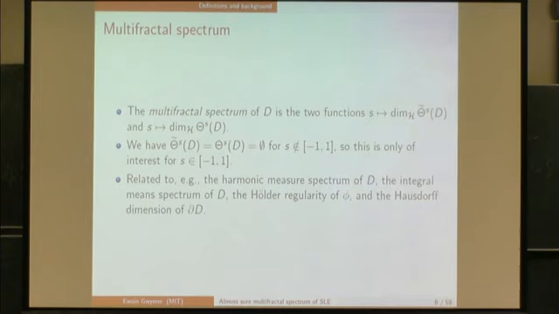And the multifractal spectrum is of interest in its own right because it's a natural means of quantifying the behavior of the derivative of a conformal map from the disk to a fractal domain. But it's also related to a bunch of other quantities of interest, such as the harmonic measure spectrum of D, the integral mean spectrum of D, which I'll talk about in more detail in a moment, the Holder regularity of the conformal map phi, and the Hausdorff dimension of the boundary of D.